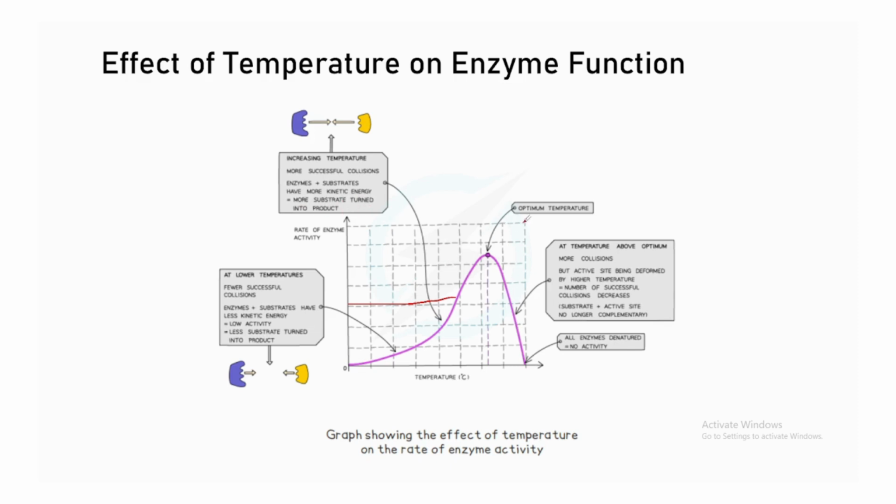And then it is the optimum temperature, meaning the temperature at which the enzymes work their best. At temperature above optimum, more collisions, but active site has been deformed. Collisions will increase, but the active site has been denatured or deformed, so enzymes will no longer act as they were doing at their optimum temperature.